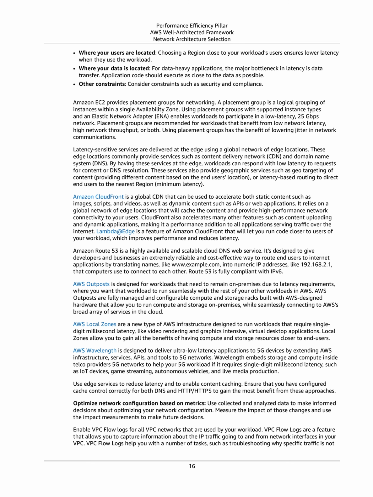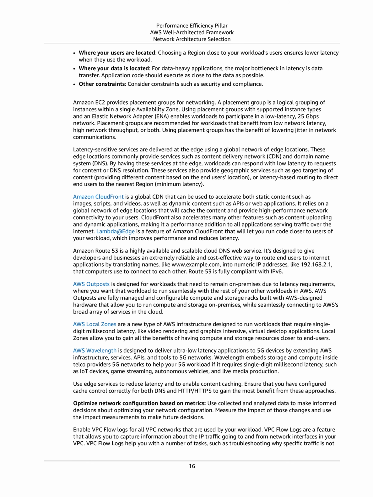Amazon Route 53 is a highly available and scalable cloud DNS web service. It's designed to give developers and businesses an extremely reliable and cost-effective way to route end users to Internet applications by translating names, like www.example.com, into numeric IP addresses, like 192.168.2.1, that computers use to connect to each other. Route 53 is fully compliant with IPv6.